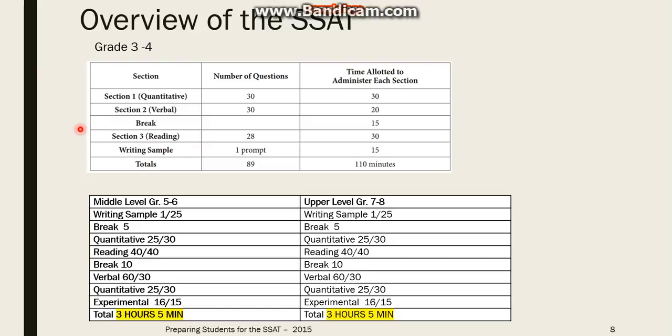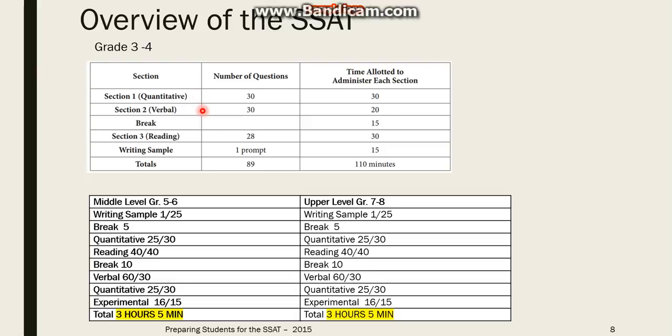And this just generally gives an overview of the timing. So there are three levels of the SSAT. The first level is grade 3 and 4. So these are students who are applying for usually the next year. So if they are a grade 4 student, they're applying for grade 5, they'll take this test. So this first section that the grade 3 and 4 students write is called the quantitative section. The quantitative section is the math. They have 30 minutes to complete 30 questions.